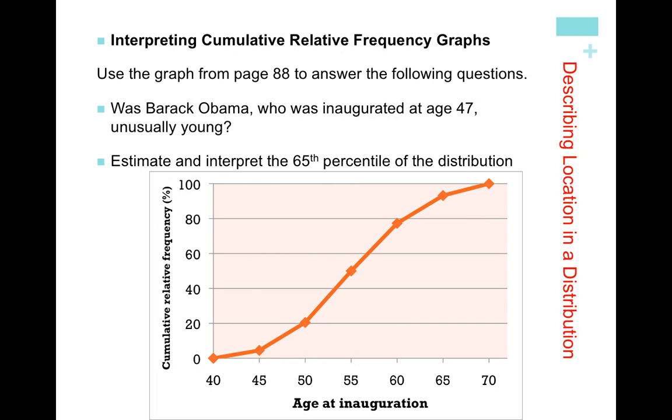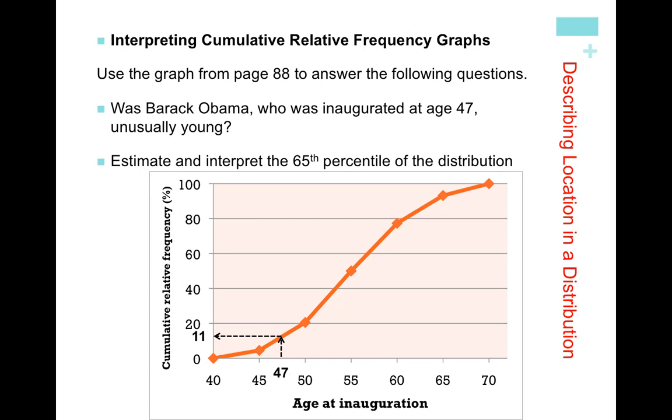So then you can use your ogives to answer some questions. Here, one of them is, was Barack Obama, who was inaugurated at 47, unusually young? Well, 47 is an age, which is on our x-axis, so we're going to locate where that 47 would be. We can trace up to our graph and then back over to the y-axis to give us an estimate of the percentile. So there's 47. We trace up to the graph and then over to the left. We estimate maybe that's around the 11th percentile. So that's fairly young relative to the other presidents.